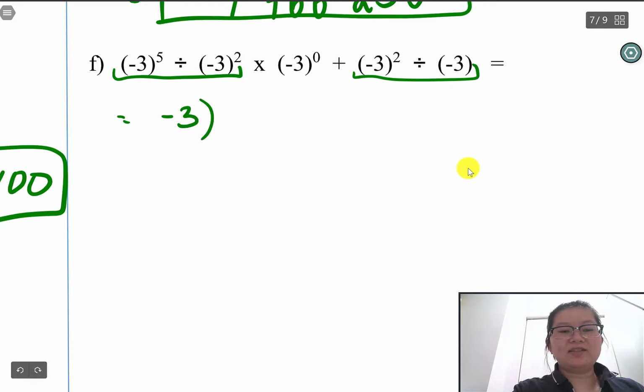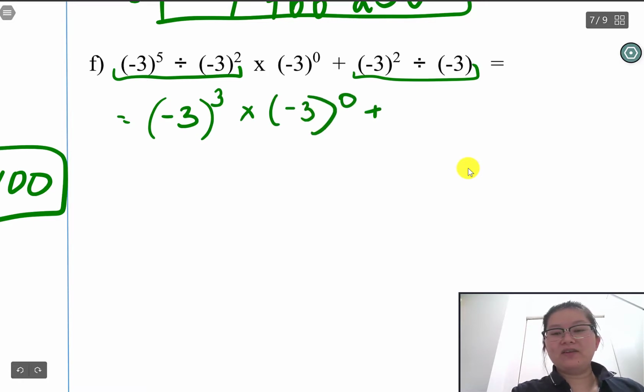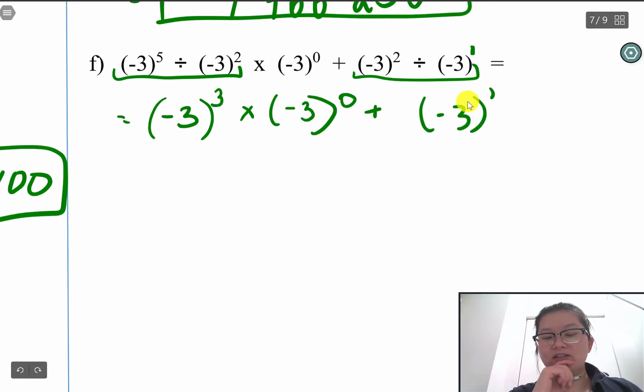It has the same base of -3. 5 minus 2 gives us 3. And then we're going to multiply whatever came afterwards. And then this part over here, the -3 to the power of 2 divided by -3. And remember, anything that does not have an exponent has an imaginary exponent of 1. So that's going to be -3. 2 minus 1 gives us 1. So -3 to the power of 1.